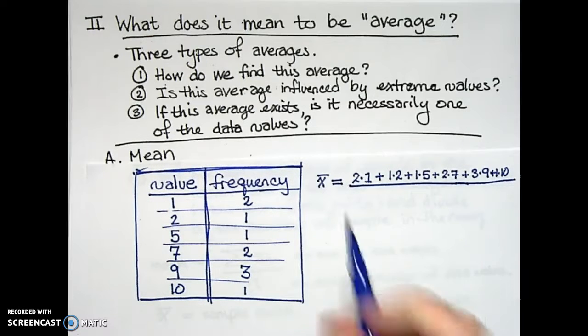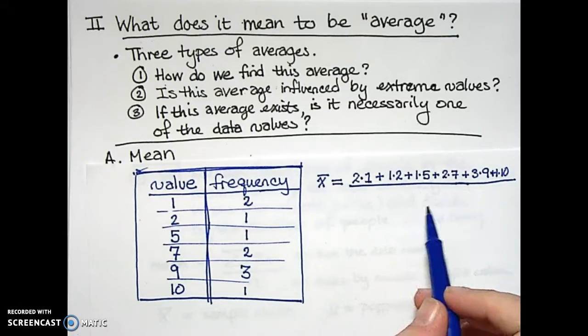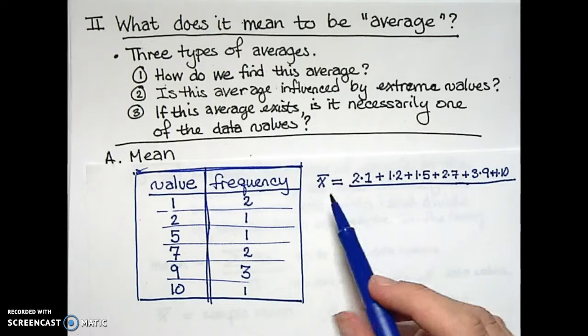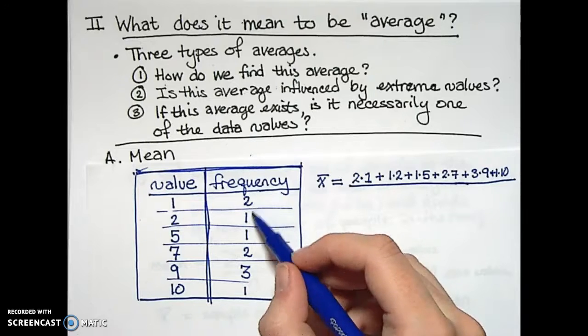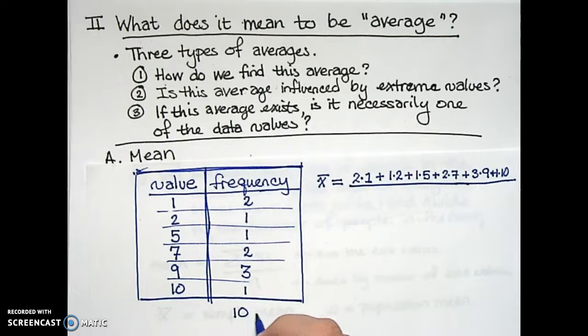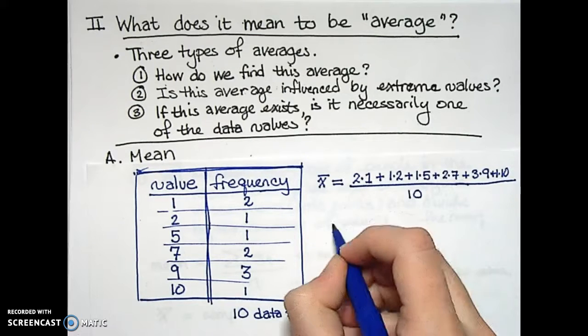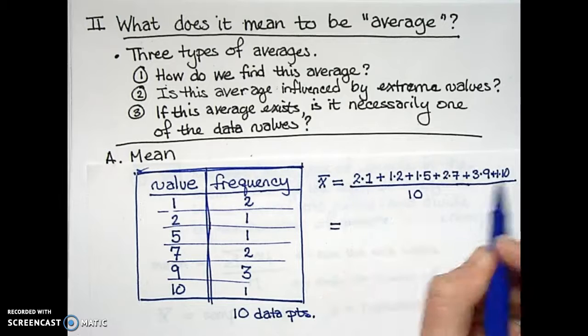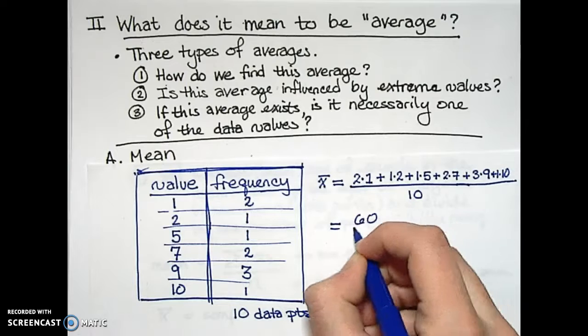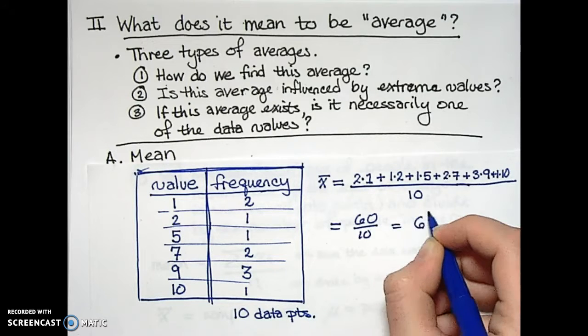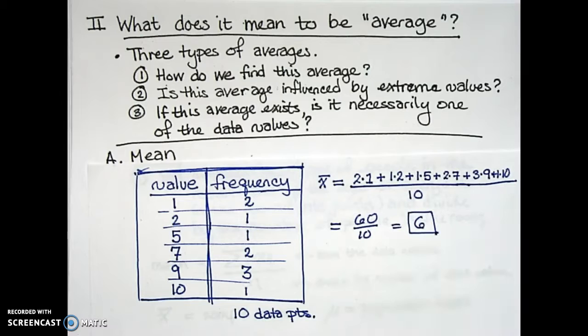So what number goes in the denominator of this fraction? Typically we divide by the number of data values. In order to acquire that, we total up the number of frequencies. So if we add up this column, we obtain that there are 10 data points. So we place a 10 in the denominator of our fraction, and if we perform our multiplication and our addition, we obtain 60 over 10, which is equal to 6. So that is the mean to this data set that we have here represented in a frequency distribution.